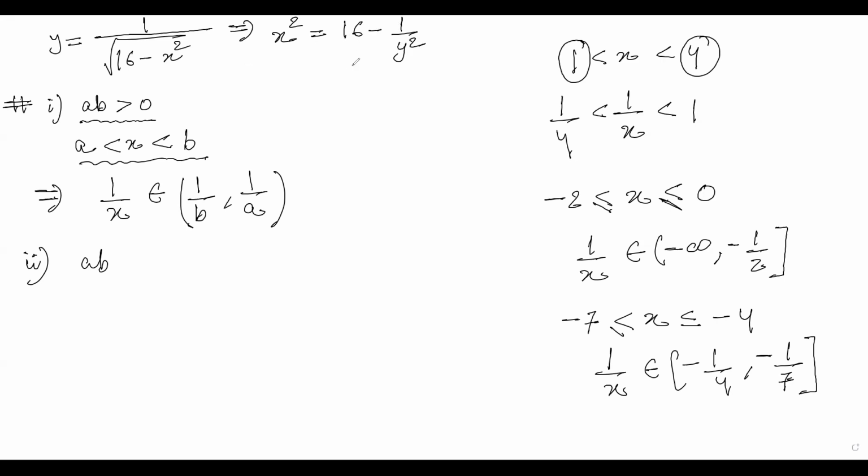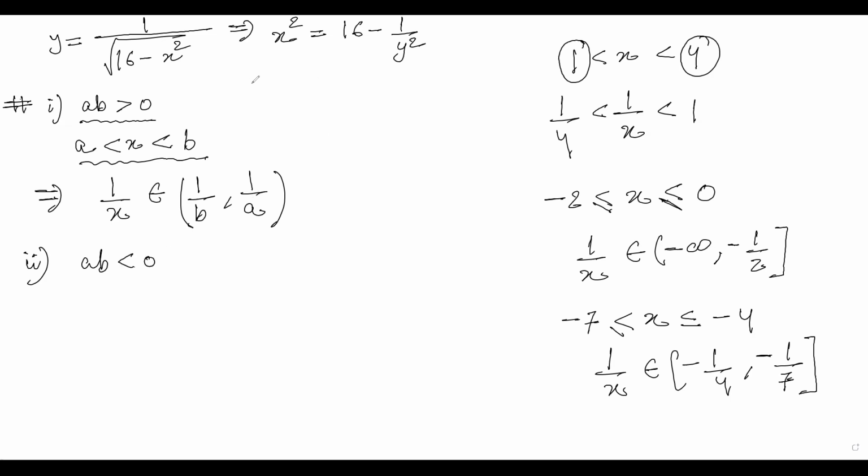This is something like this. X squared equals 16 minus 1 upon y squared, right? Yes, sir. And here you can solve it as 4 minus 1 upon y into 4 plus 1 upon y. You can also break it. I got y as 1 by 4 comma infinity. 1 by 4 comma infinity, correct. Okay.